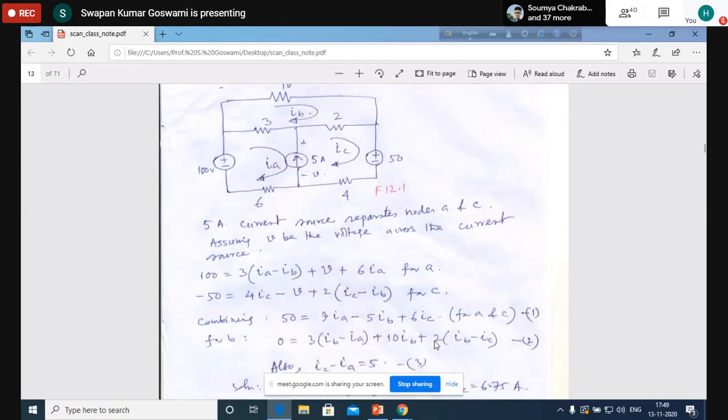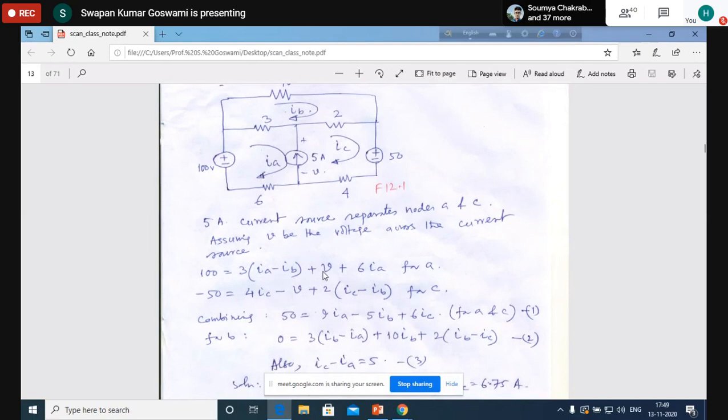Now what you can do, we can combine these 2 loops to replace V. You are getting this total. What you are getting, adding these 2, that is 100 minus 50 is 50 equal to 9 IA. 9 IA means 3 IA plus 6 IA is 9 IA, minus 5 IB, because it is minus 3 IB and here minus 2 IB, minus 5 IB, plus 6 IC. 6 IC because 2 IC here and 4 IC here, plus V and minus V cancels out.